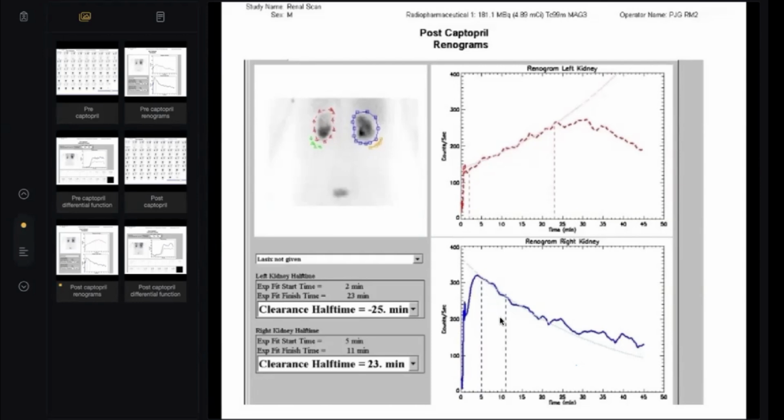Second parameter, my colleague, is time to half. What is time to half? The time needed to excrete half of the tracer. It should be less than 10 minutes. From here to here, look, less than 10 minutes.